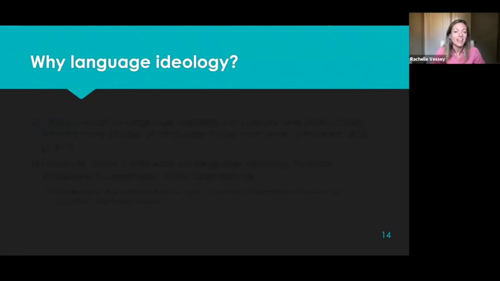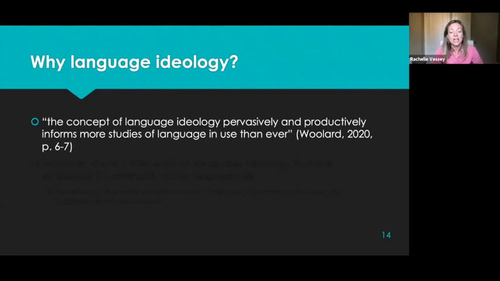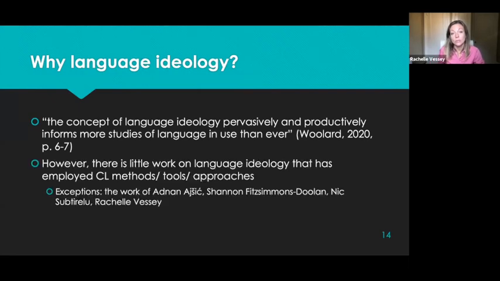Okay, so all of this to say, language ideology has to do with beliefs and values about language, but why is this important? Why should we bother looking at language ideology? Well, again, in this recent chapter by Catherine Willard, she argues that the concept of language ideology pervasively and productively informs more studies of language in use than ever before. And I think this is hugely important because it's becoming so commonplace to study language ideology in some fields of linguistics: linguistic anthropology, sociolinguistics, applied linguistics, but it has largely been overlooked in the field of corpus linguistics.